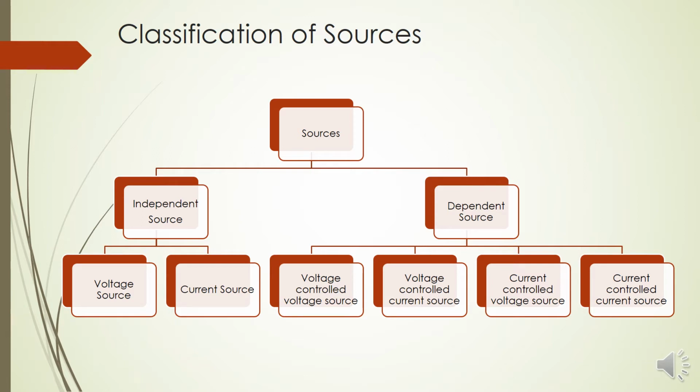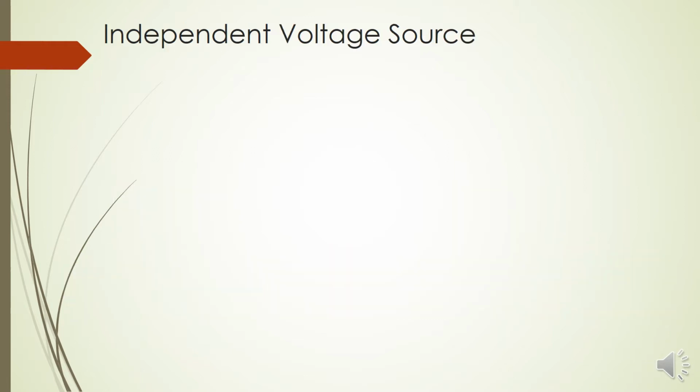Whereas when we talk about the dependent source, there are four types: voltage controlled voltage source, voltage controlled current source, current controlled voltage source, and current controlled current source. All these independent and dependent sources we are going to discuss in the next slides one by one. First of all, we will discuss the independent voltage source.